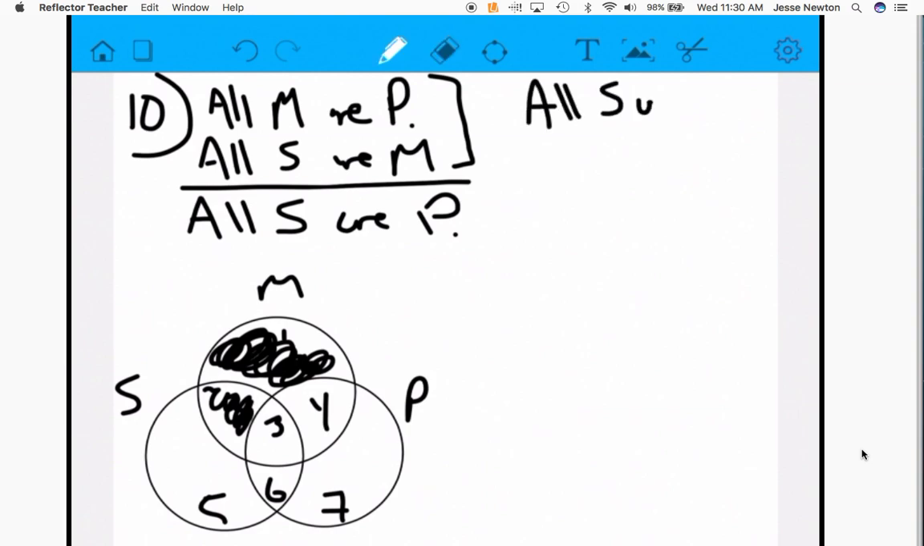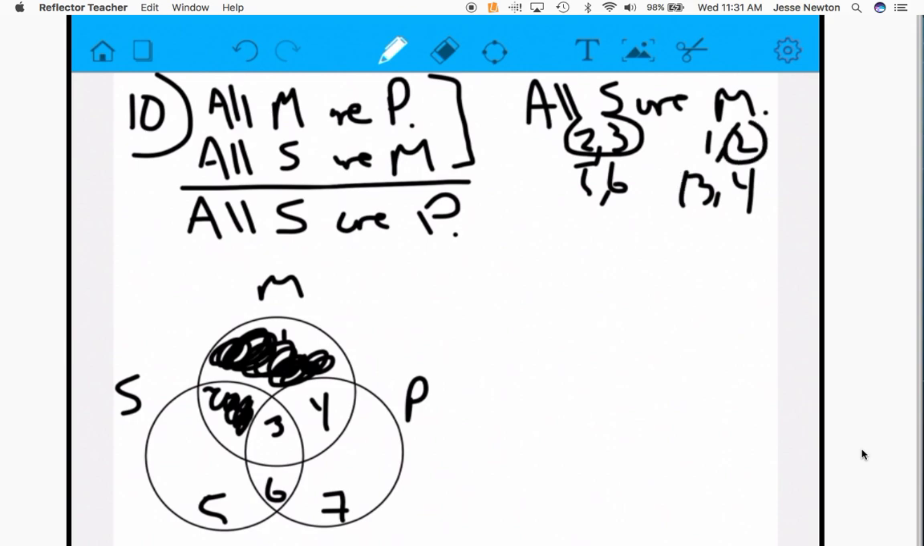All S are M. And S is region 2, 3, 5, and 6, whereas M is 1, 2, 3, and 4. We circle the regions of overlap, which is 2 and 3. We color that out, shade, get rid of that. We don't need that. We're saying all is in 2 and 3, which means none is where? That's right, nothing in 5 and nothing in 6.